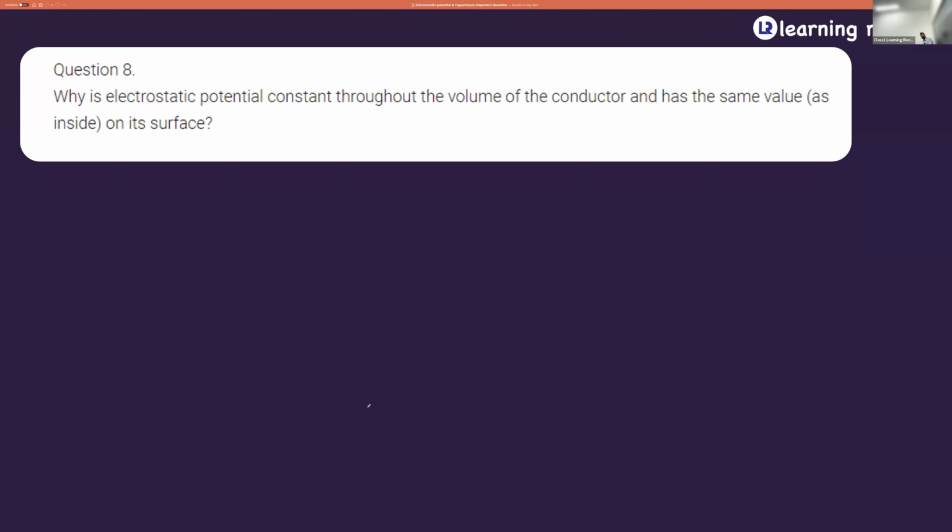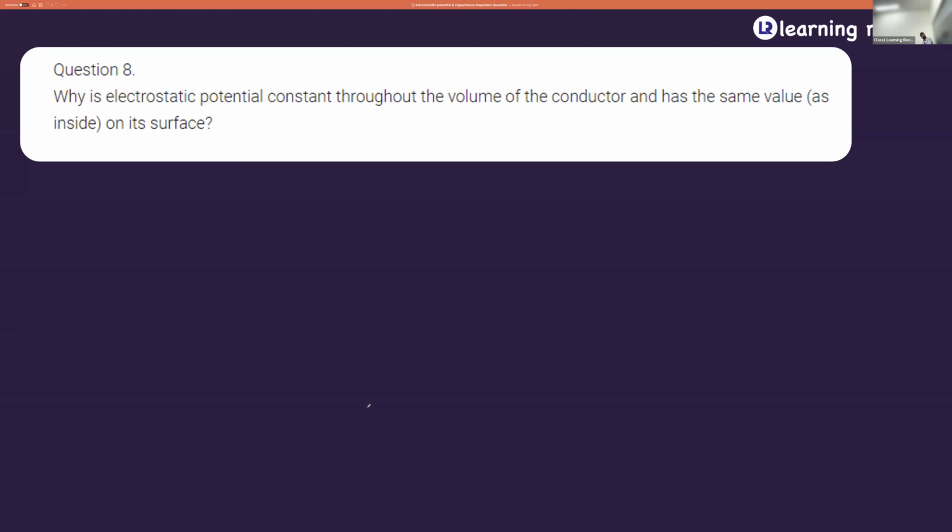Okay. Then what about the fifth point? Electric field at the surface is sigma divided by epsilon naught times n cap. N cap represents the unit normal vector, right? And what is the last point? Electrostatic shielding. So these points are to be remembered. Okay, they are very, very important.